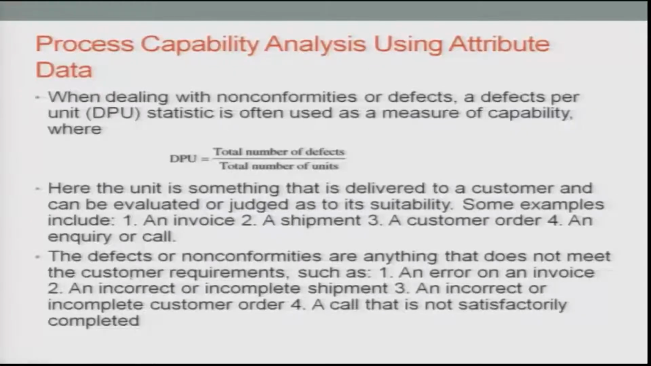Here the unit is something that is delivered to the customer and can be evaluated or judged accordingly. Some examples include, say for example, preparation of an invoice, a shipment, a customer order, and so on and so forth. The defects or non-conformities are anything that does not meet the customer requirements as given. They can be an error in an invoice, an incorrect or incomplete shipment, an incorrect or incomplete customer order that has been processed, or, for the inquiry of a call, which is the fourth example, a call that is not satisfactorily completed and not solved according to the customer's feedback.